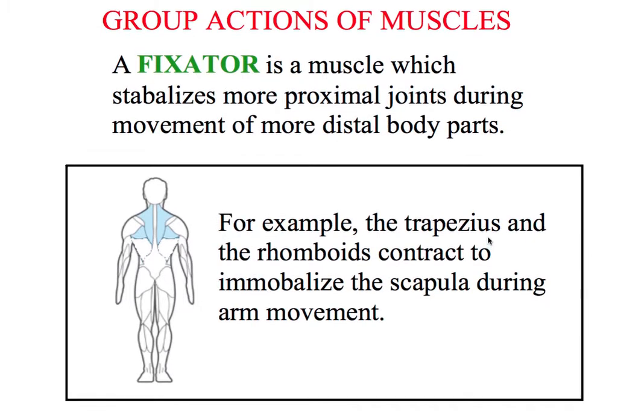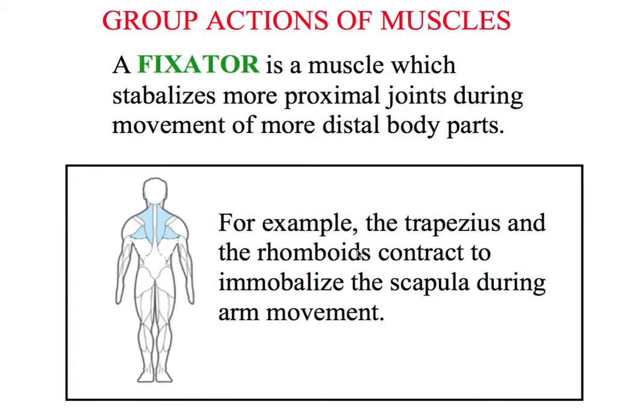There is another action which is very effective in a number of joints, and it is the action of a fixator. A fixator muscle is a muscle which stabilizes more proximal joints during movement of a more distal body part. A great example of that is the trapezius and rhomboid muscles in any action of the arm. When you are applying any action, force or movement of your arm, these muscles that actually move your arm pull on the scapula. And the scapula needs to be a strong, solid base for these muscles to apply their force effectively.